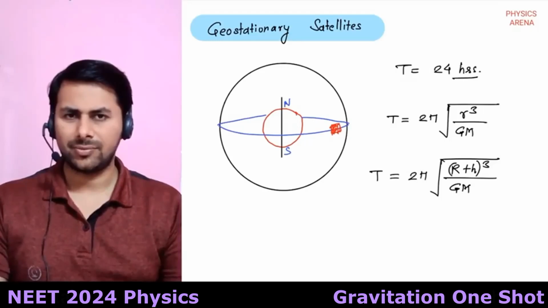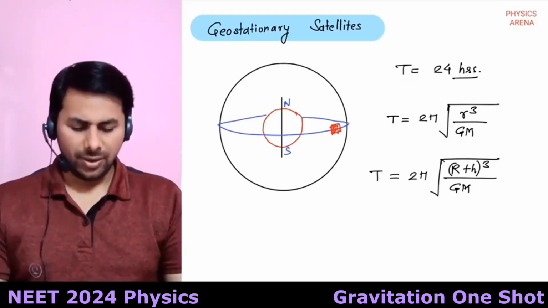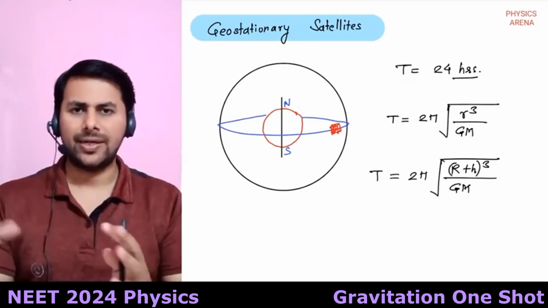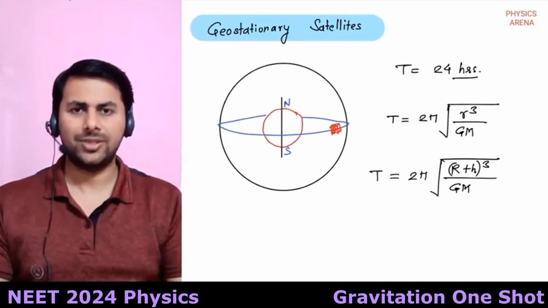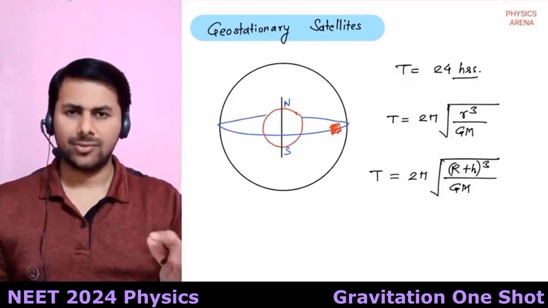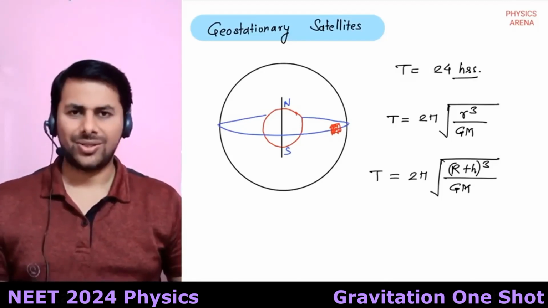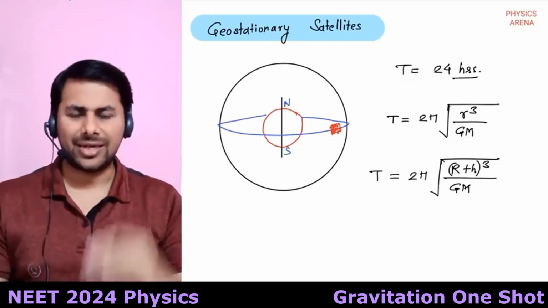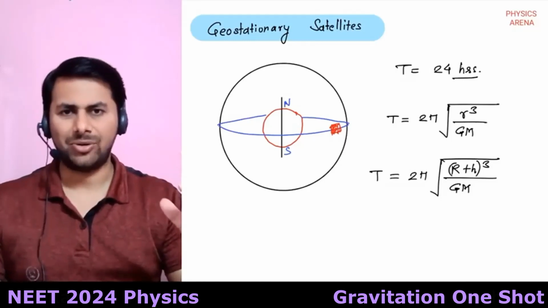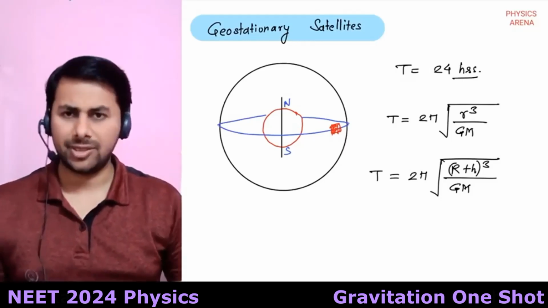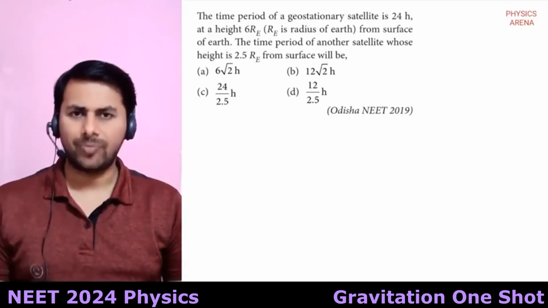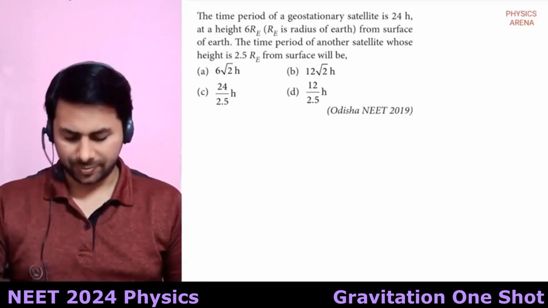Okay, so it means that a satellite cannot be geostationary at arbitrary heights. A satellite cannot be at any arbitrary height and be geostationary. It cannot be stationary with respect to Earth. This is the meaning. Now let's solve some problems based upon satellites.